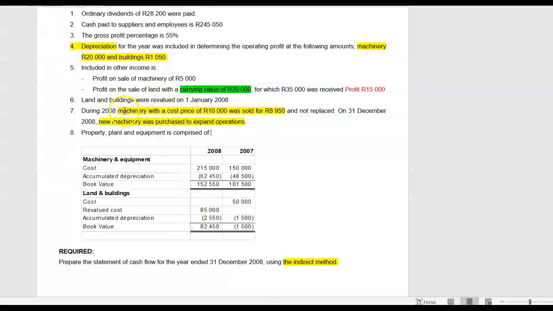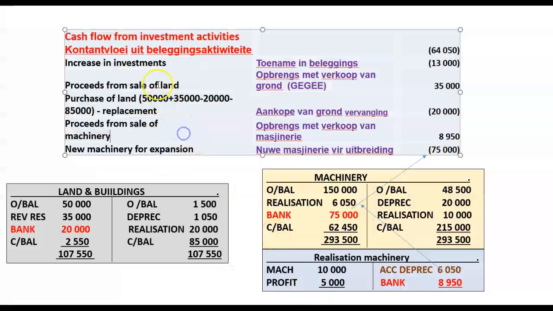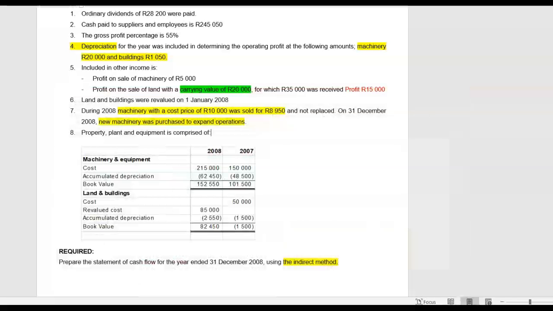Here they tell us during the year, machinery with a cost price of 10,000 Rand was sold for 8,950. Well, let's put the 8,950 and get your half mark there. Proceeds from the sale of machinery, 8,950. But they tell us it was sold and not replaced, and then there was new machinery purchased. They don't tell me what is the accumulated depreciation on that machinery which was sold. They told me there I made a profit on the sale of the machinery of 5,000 Rand though. So let's do this calculation because here we also have to work with a combined account.